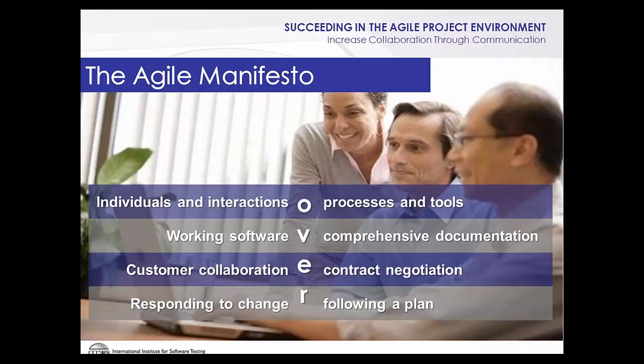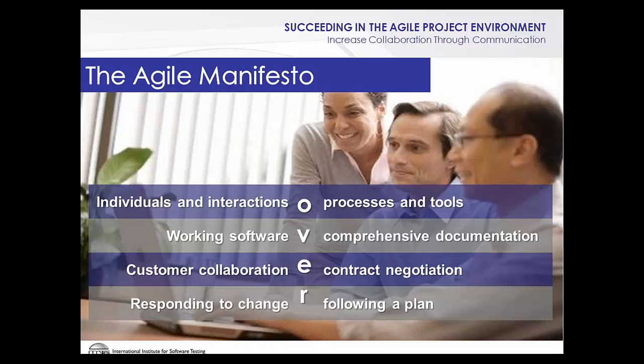Two of the 4 values in the Agile Manifesto really emphasize the importance of collaboration: individuals and interactions over processes and tools. What that reminds us of is the importance of strong and respectful communication. So an example might be, rather than testers reporting defects to developers through a defect tracking tool or email, they're encouraged to sit down and work together and recreate and resolve that issue, right?